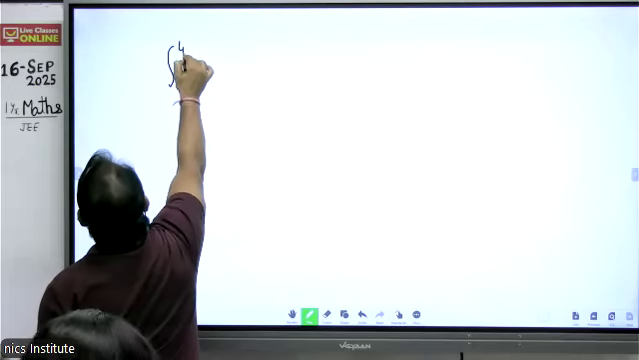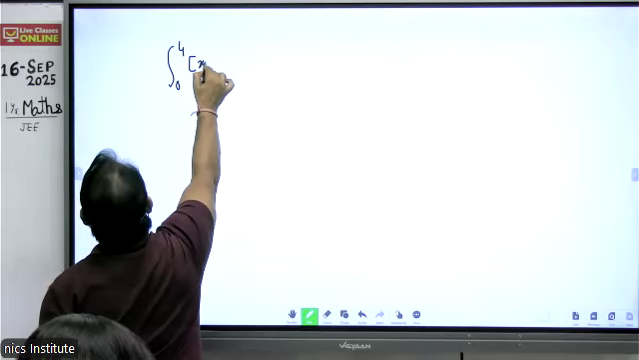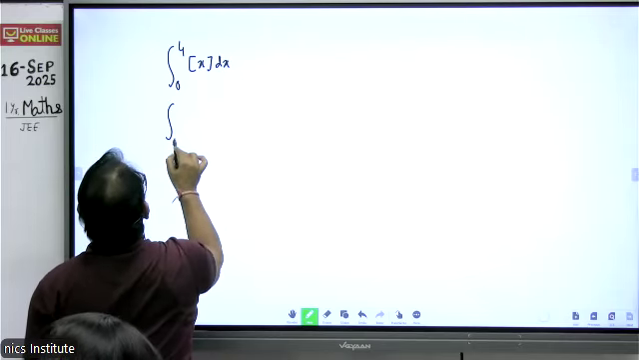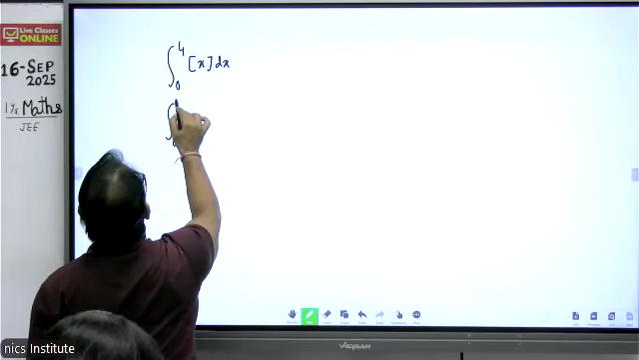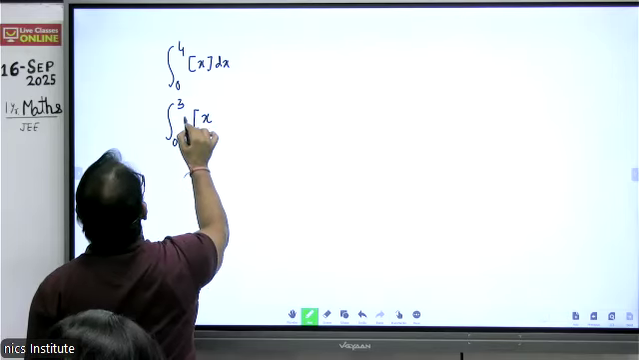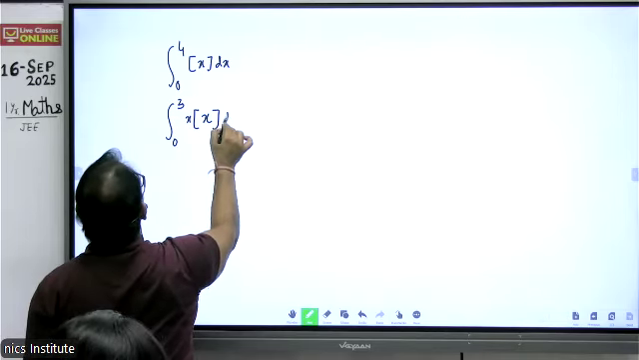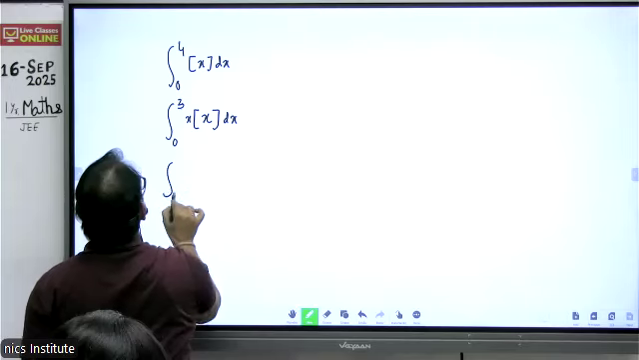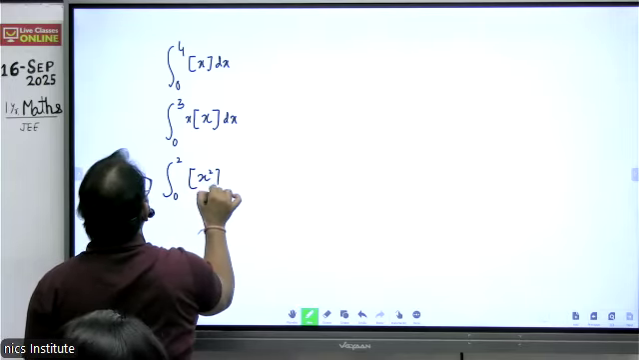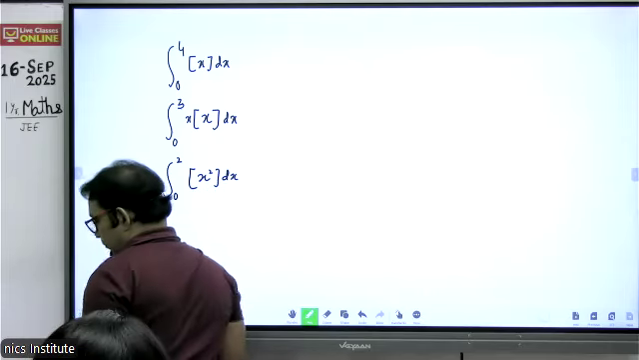Integrate: 0 to 4 greatest integer x, 0 to 2, 0 to 3 x times greatest integer x, and 0 to 2 greatest integer of x square dx.